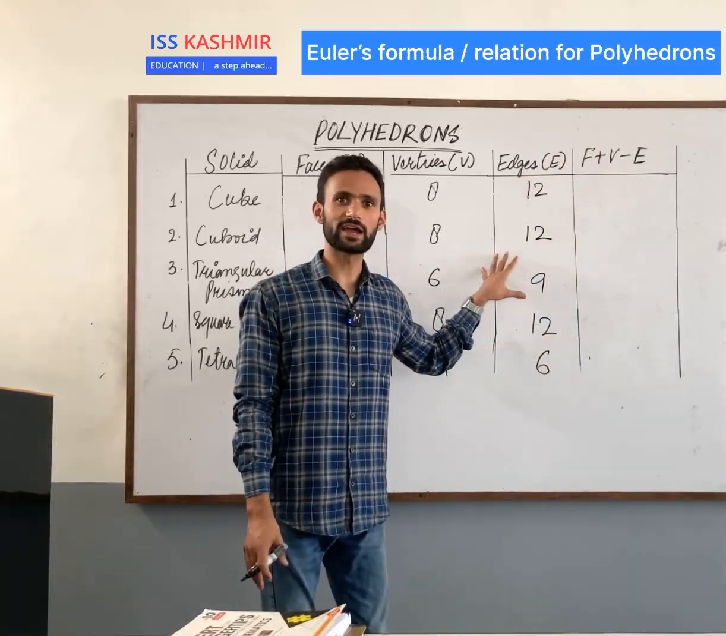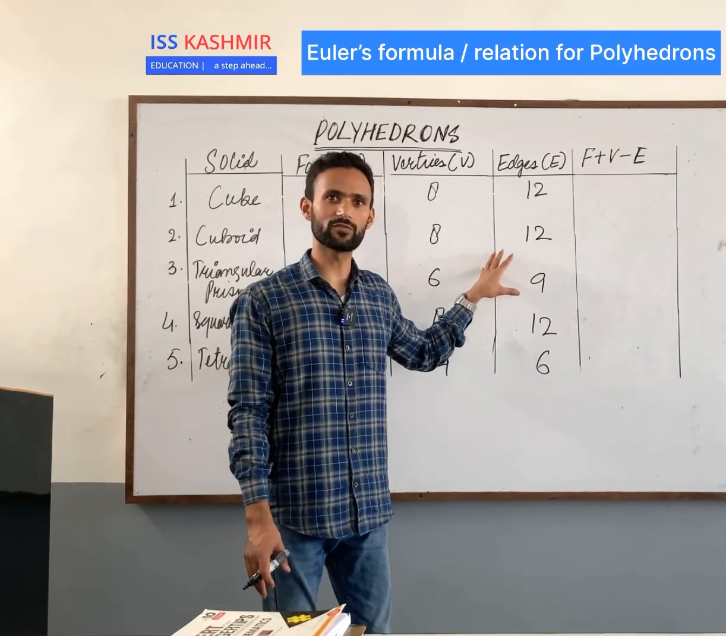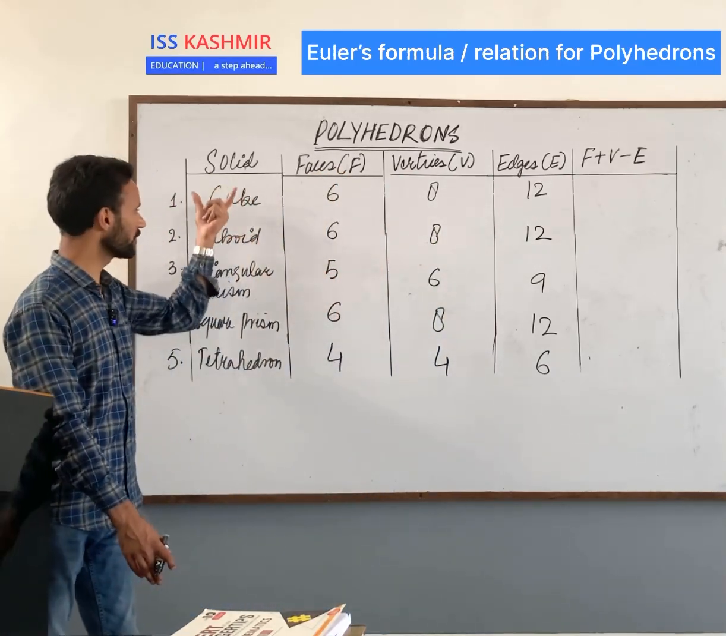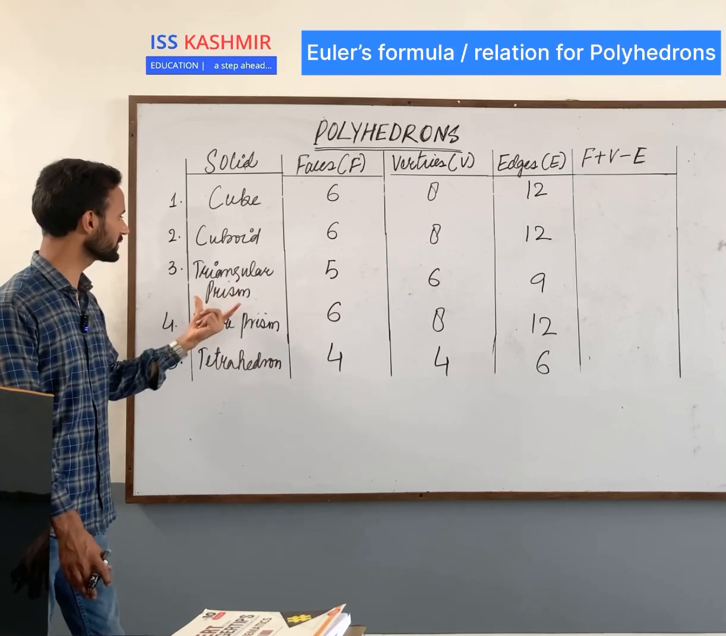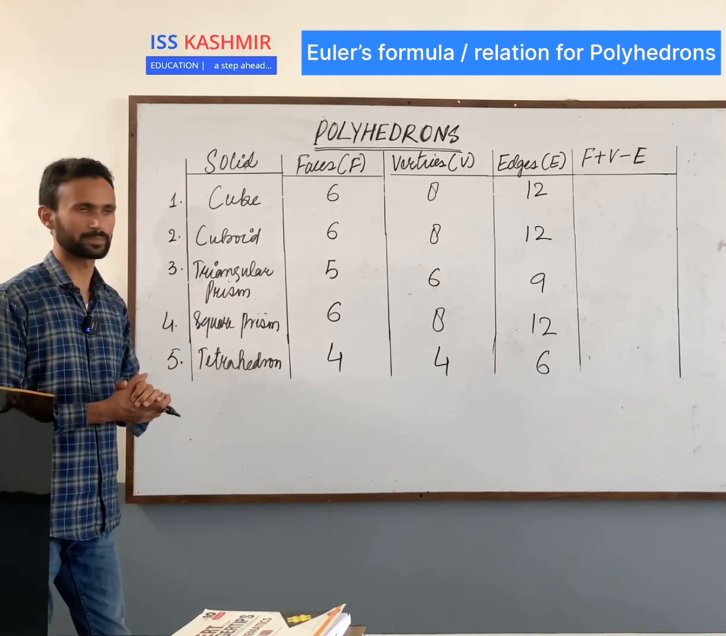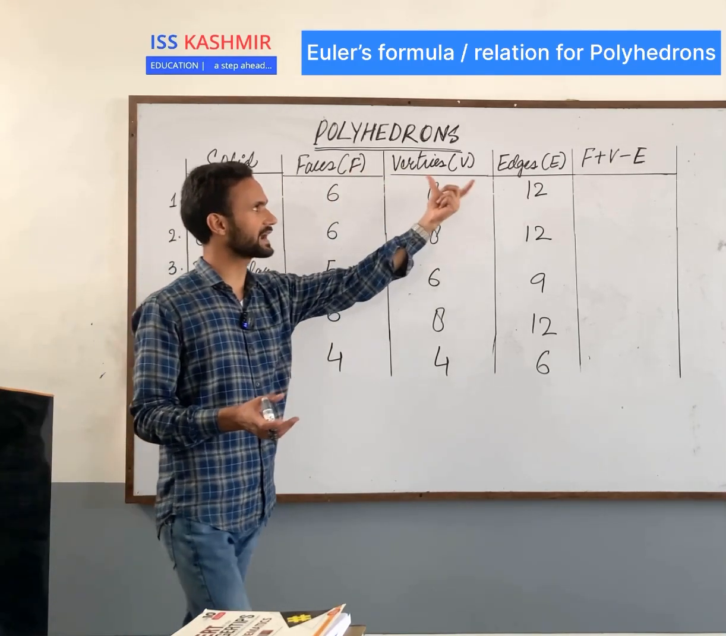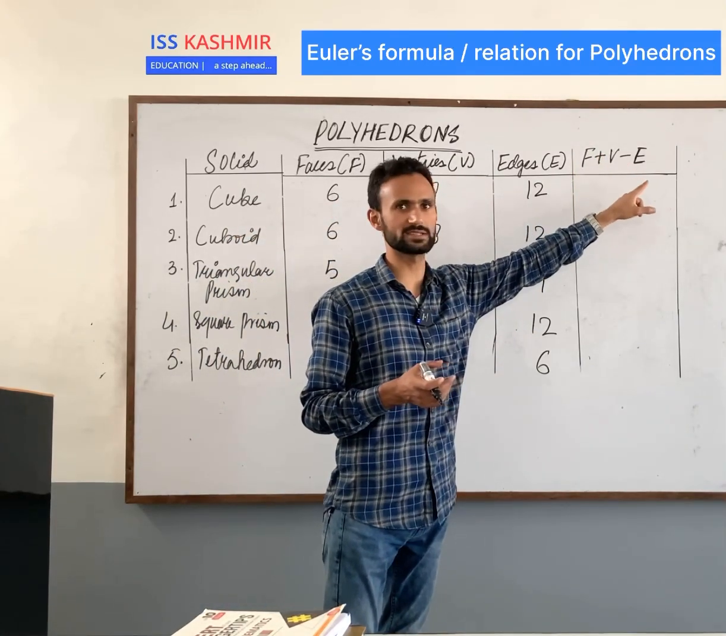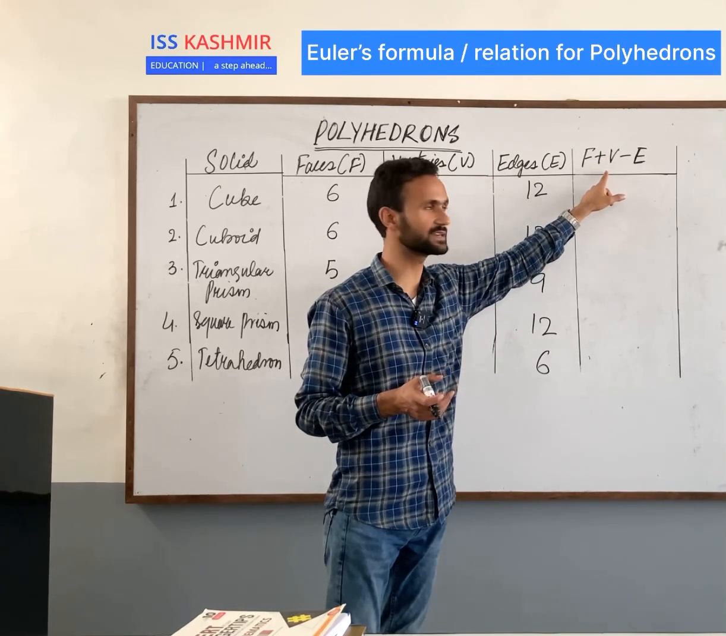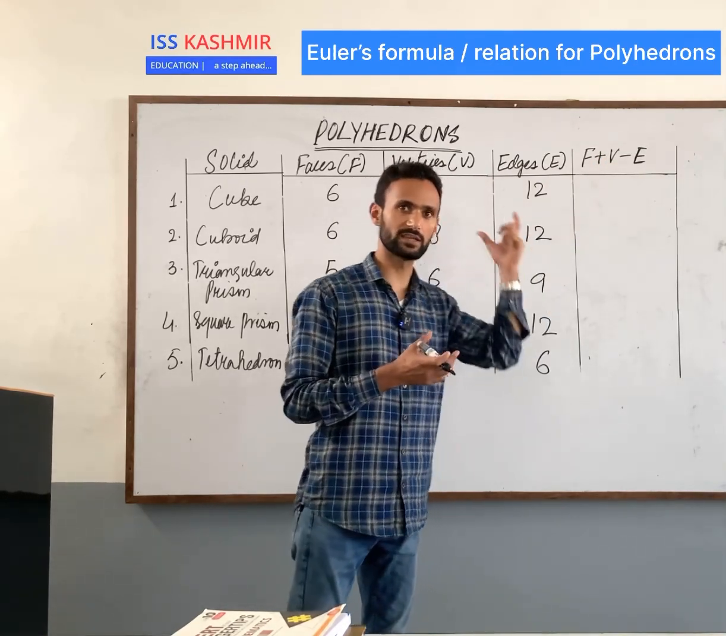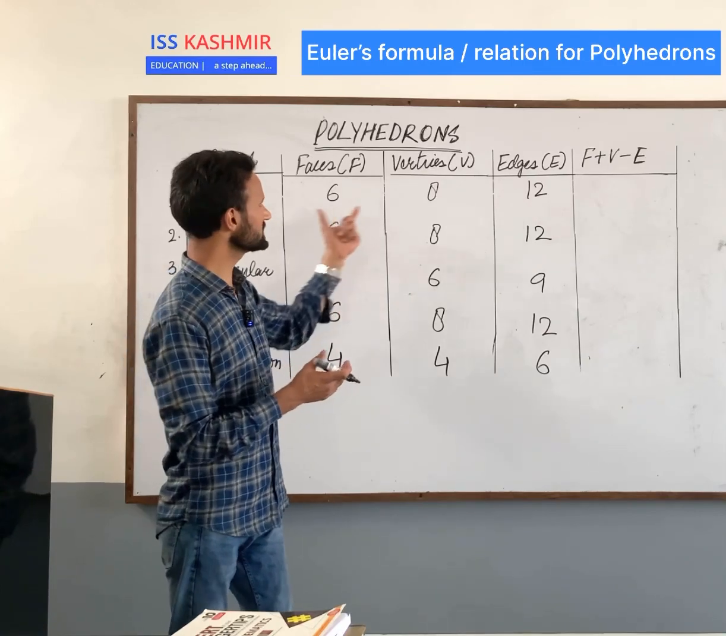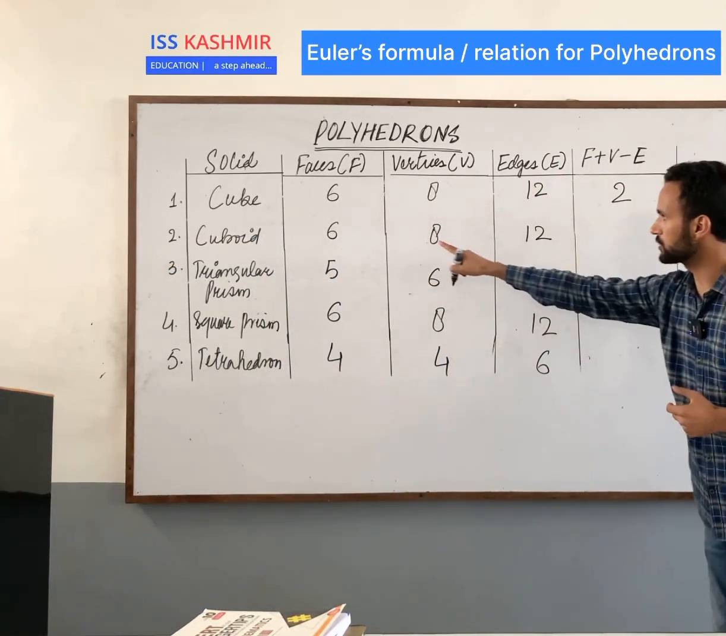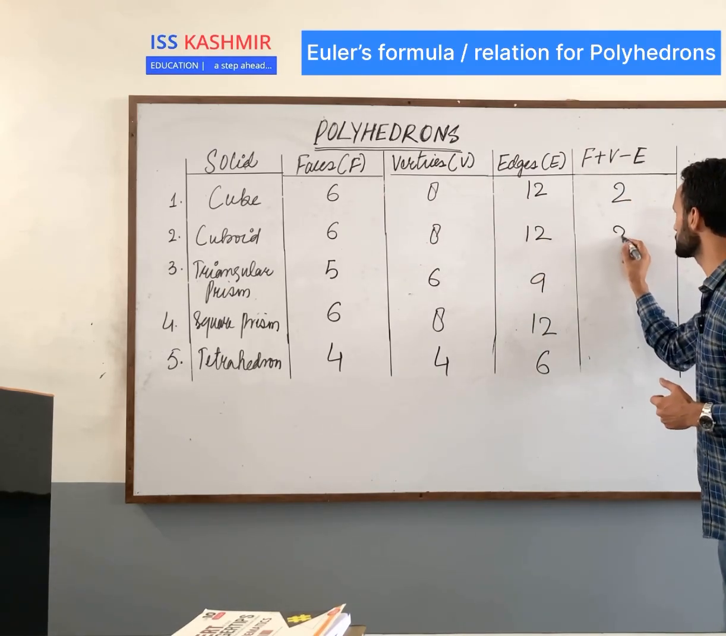Let us summarize and review the number of faces, the number of vertices and the number of edges in different polyhedrons. Here are some polyhedrons: cube, cuboid, triangular prism, square prism and tetrahedron. Its faces, vertices and edges are given. Now let us calculate the value of F plus V minus E, that is the number of faces plus the number of vertices minus the number of edges in each polyhedron. We can see that it is 6 plus 8 minus 12, that is 2. Also here it is 6 plus 8 minus 12, that is also 2.